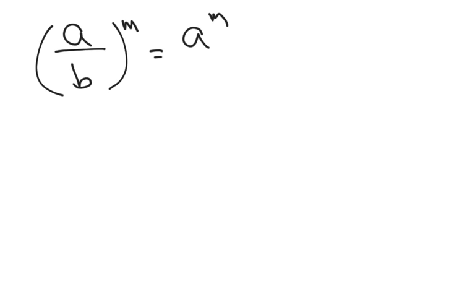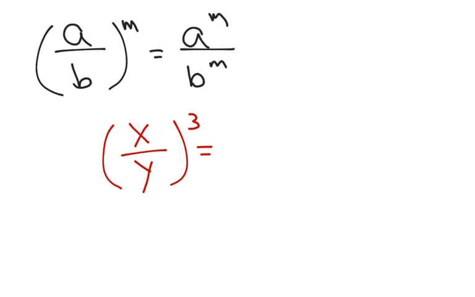We also have a distributive property over division. So if you have two things being divided inside parentheses being raised to a power, then you just distribute the exponent again. So if I do x over y to the third power, it would just be x to the third over y to the third.